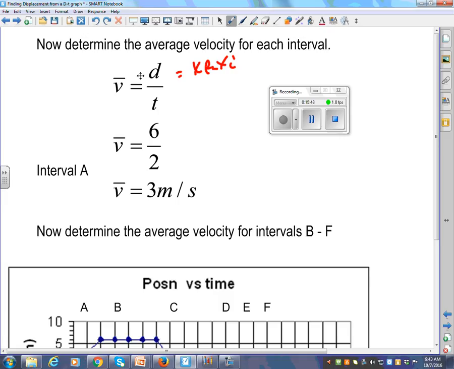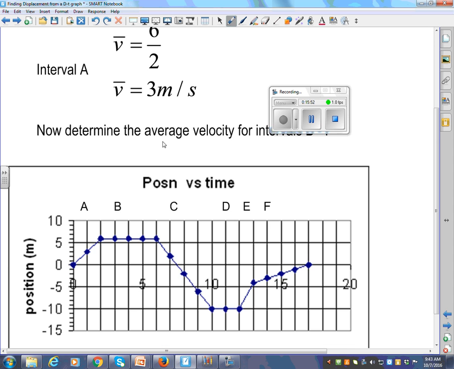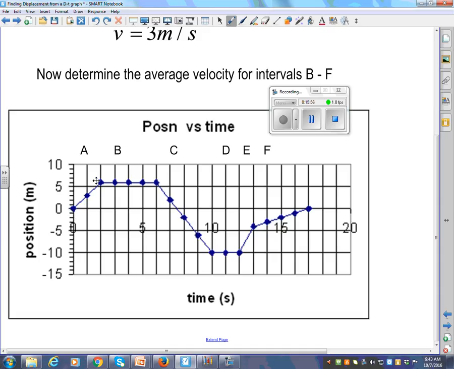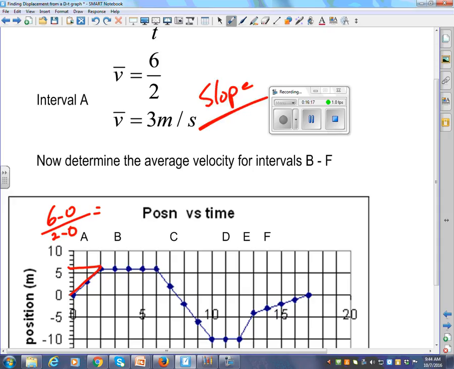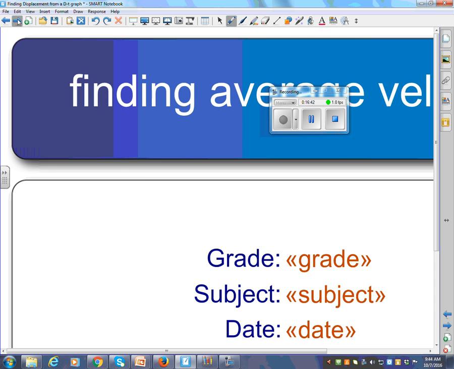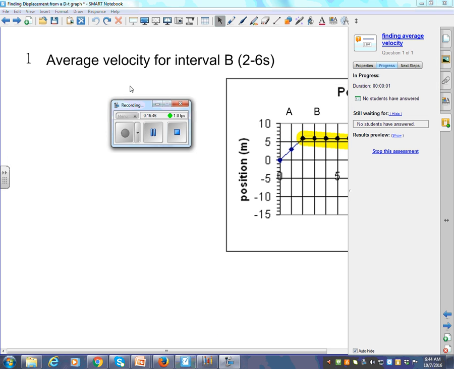So again, I'm going to do interval A, and then you're going to do the others. What was the displacement for interval A? 6. The displacement for interval A is 6. How do I know? 6 minus 0 over the time, which was 2 seconds. And I'll point out that it's 2 minus 0. So 6 divided by 2 is 3 meters per second. This is, in fact, the slope. You are finding the slope. The slope is the average velocity. The slope is the average velocity. Now you go ahead and find average velocity and punch them into your clicker for intervals B, C, D, E, and F. Okay, here we go. Now keep in mind, you should have the displacements already.